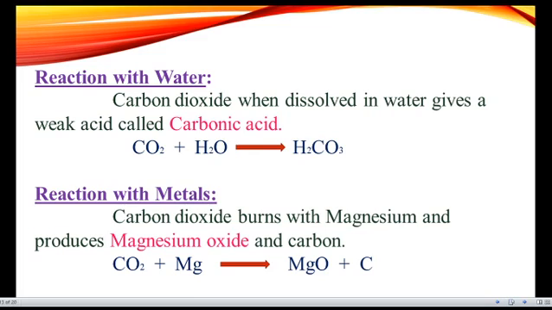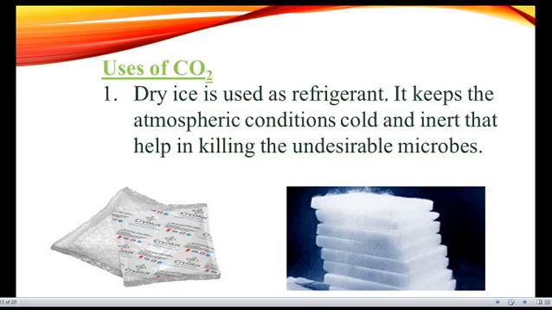Reaction with metals. Carbon dioxide reacts with metals and produces metal oxide and carbon. For example, magnesium is a metal. So carbon dioxide reacts with magnesium, that means magnesium burns in it, and produces magnesium oxide, and carbon is left out as a residue. Okay children, therefore carbon dioxide reacts with metals and produces metal oxide. So these are the reactions of carbon dioxide with different chemical substances.